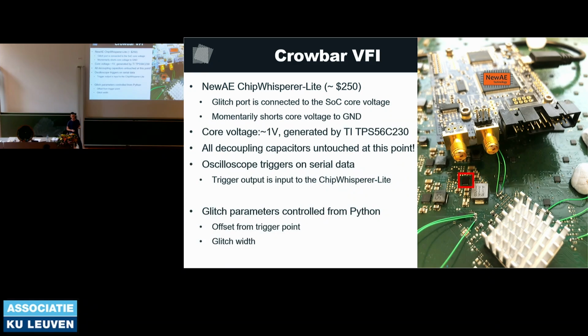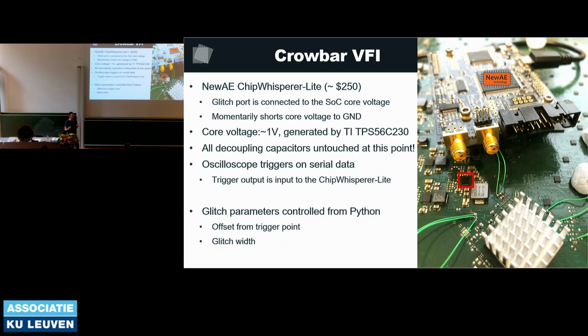How does this look in practice? In this case, I started by using a ChipWhisperer Lite. This is a commercial tool you can buy. It's cheap and it's meant to teach people about this type of attack. So I connected it to the right location on the board, where I determined the core voltage supply is. And then we essentially started trying different parameters. So how long do we short the supply to ground? And when in this 2.3 millisecond window do we short it to ground?